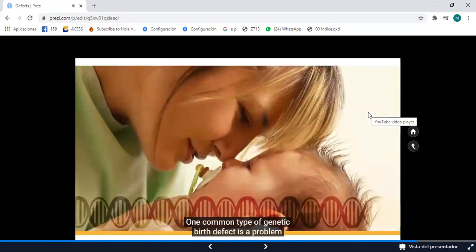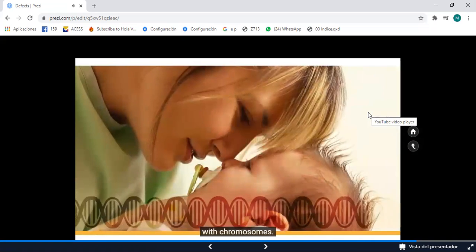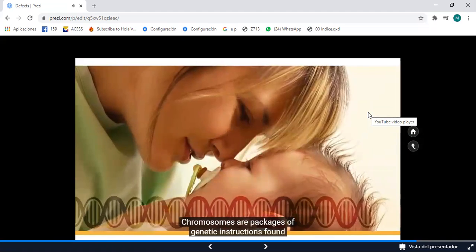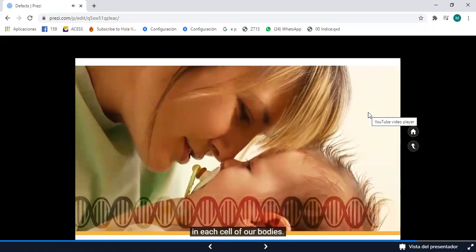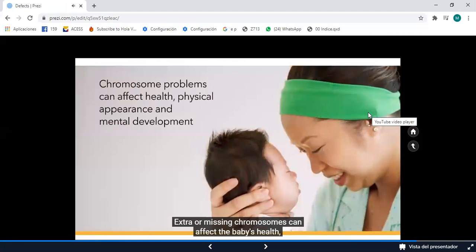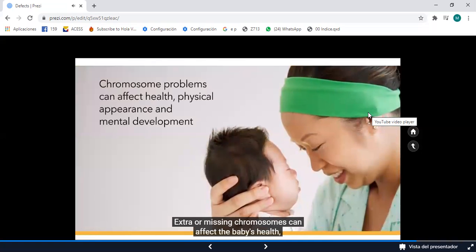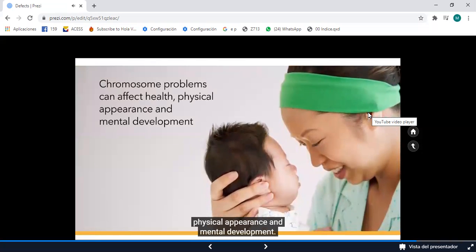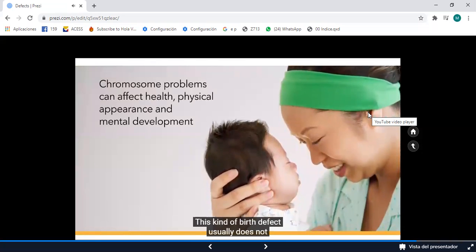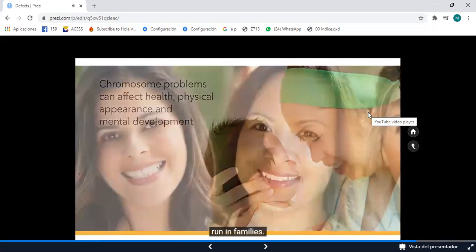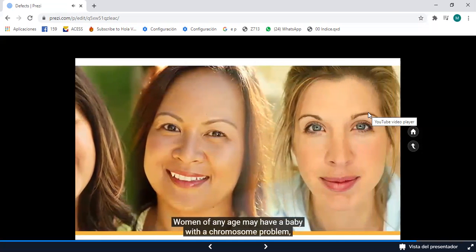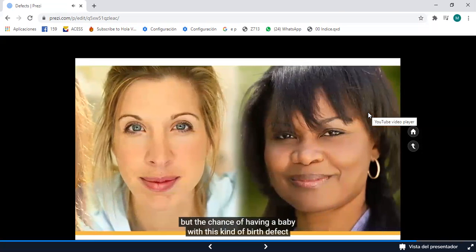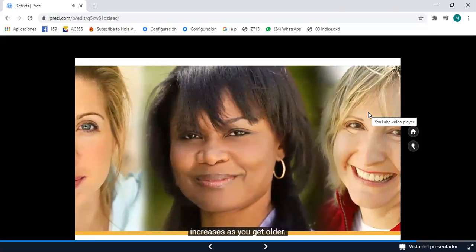One common type of genetic birth defect is a problem with chromosomes. Chromosomes are packages of genetic instructions found in each cell of our bodies. Extra or missing chromosomes can affect the baby's health, physical appearance, and mental development. This kind of birth defect usually does not run in families. Women of any age may have a baby with a chromosome problem, but the chance of having a baby with this kind of birth defect increases as you get older.